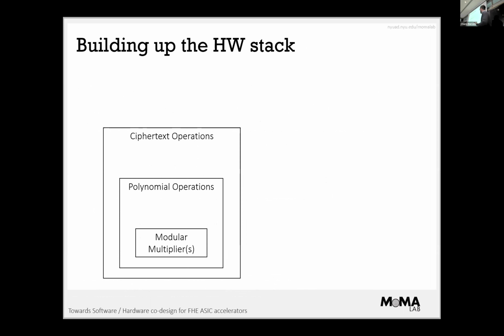So this is how I view the hardware stack. At the heart of the computation, there's the modular multiplier. Then you take all the modular multipliers and do polynomial operations: NTT, inverse NTT, the actual Hadamard element-wise multiplication. And then with the polynomial operations, you move to the ciphertext level, where you have key switching, modulus switching, and the operations that you operate on polynomials, but at a higher level than the polynomials.